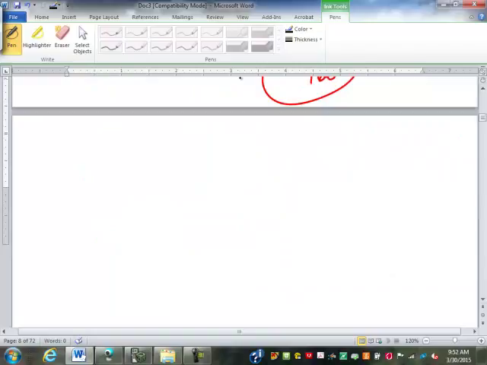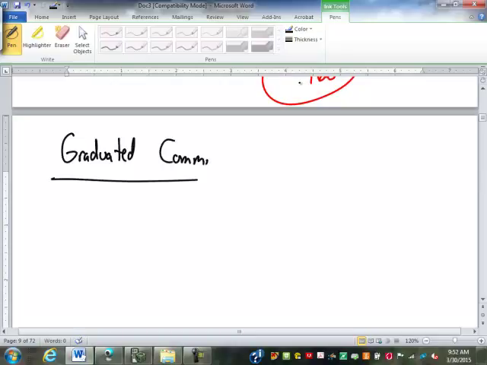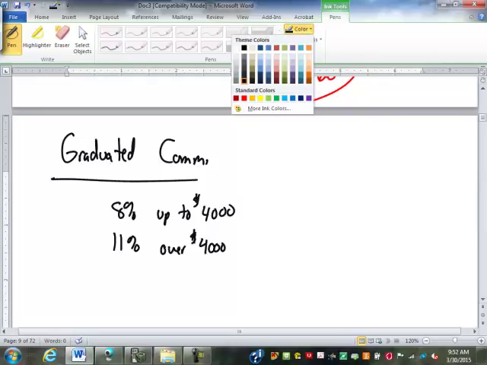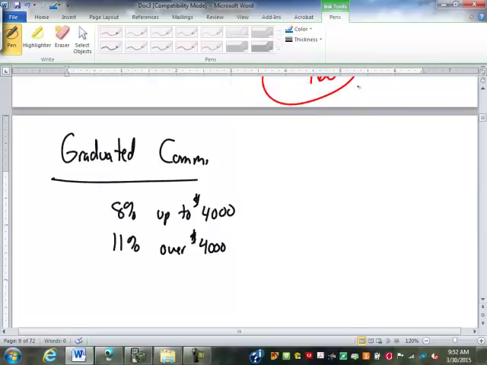Now, another possibility is you might have a graduated commission. For example, your commission might be 8% on anything up to $4,000 and 11% on anything over $4,000. So you have this incentive to have a really good week. If you go over $4,000, you're going to get even more commission. So let's say you have a week where your sales are $5,600.